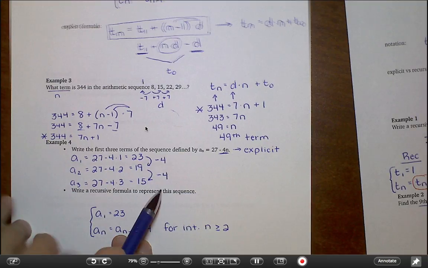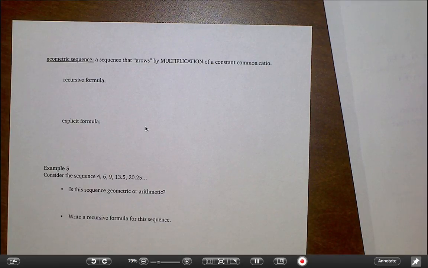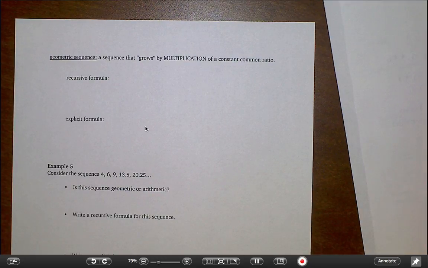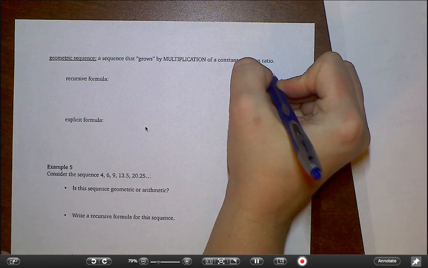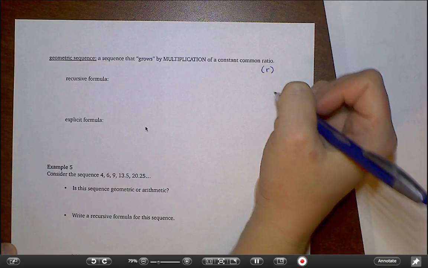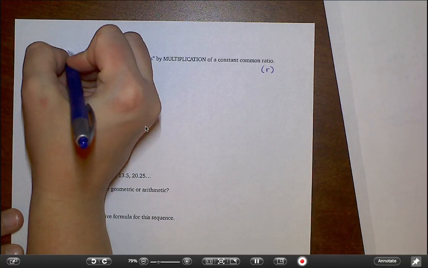I think we're on to geometric sequences, right? Yes, we are. So to counter what we just did, we just talked about arithmetic sequences. Now we're talking geometric sequences. Geometric sequences are sequences that grow, and again, it might not actually be growing, it might be decreasing, by multiplication of a constant common ratio. And for that we use r. And if you're multiplying over and over again, that leads to an exponential function.